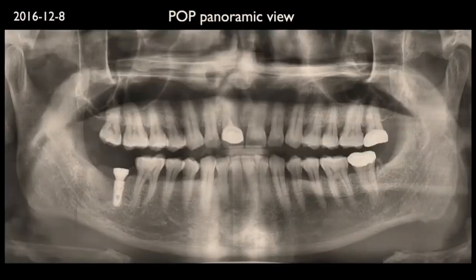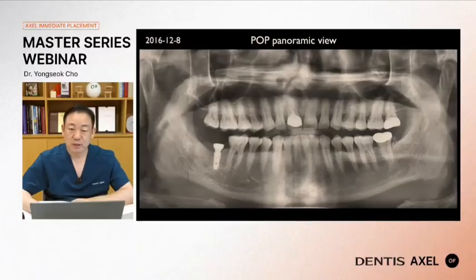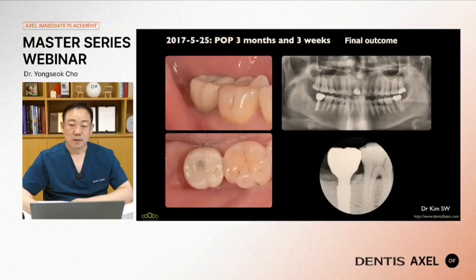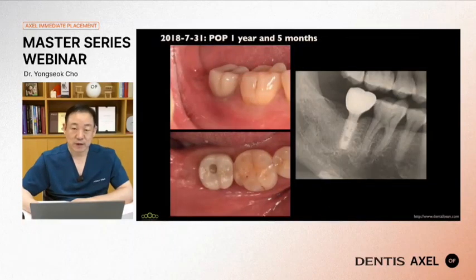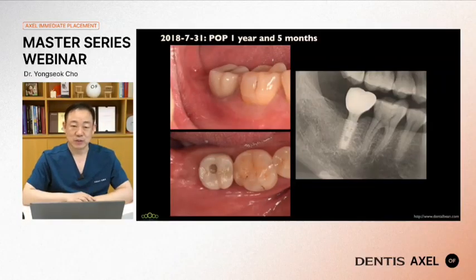Okay. This is POP, panoramic image, and the implant is well placed. I like the position and the path angulation and the depth of this implant. Here, 3 months and 3 weeks after the operation, finished the restoration, and the follow-up is 1 year and 5 months after the implant installation. Look at the nice soft tissue condition and the bone remodeling around the implant.